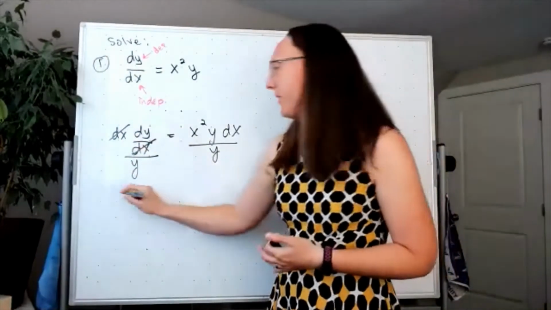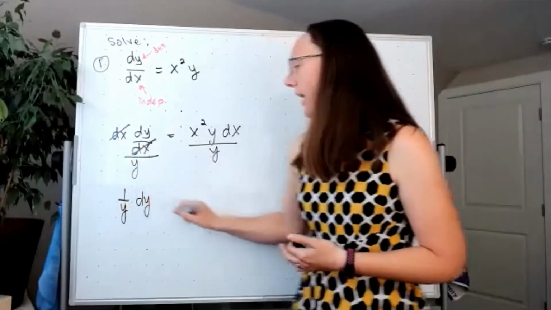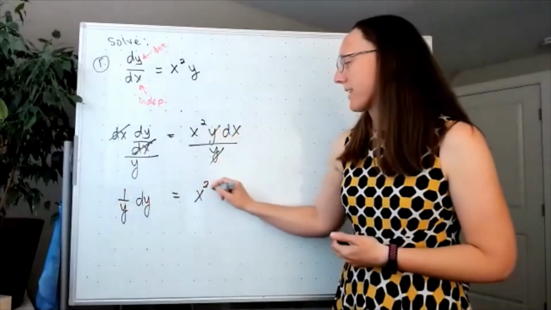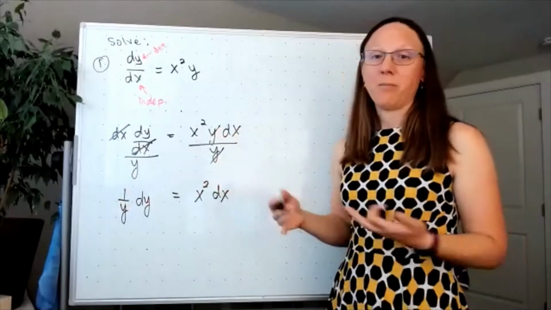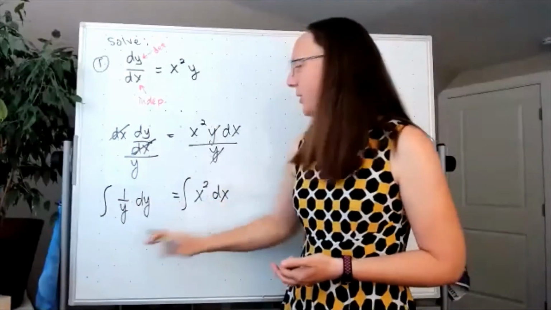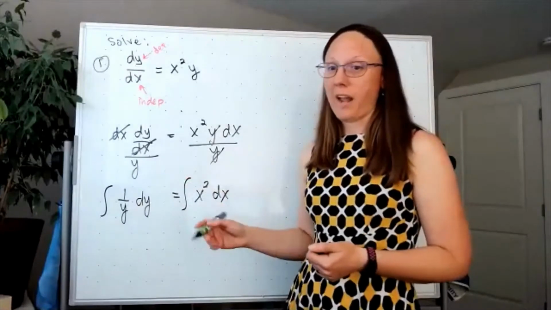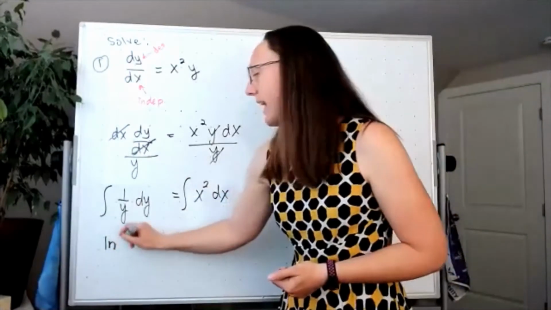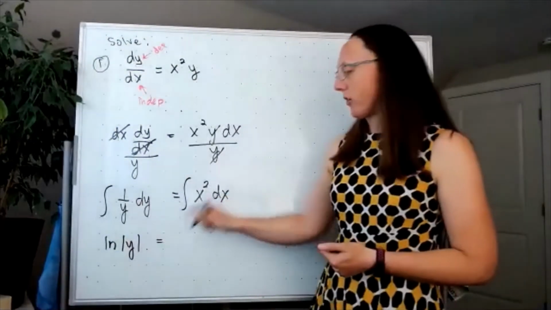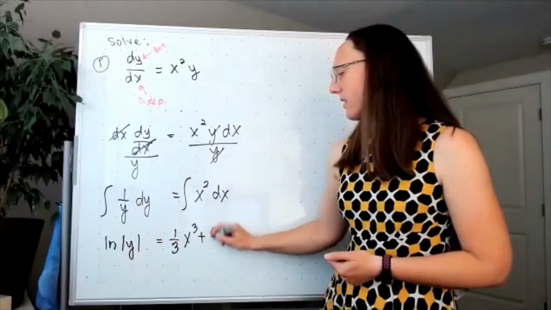So on this side, I've got 1 over y dy. And on this side, because my y is canceled out, I've got x squared dx. Now I'm ready to integrate both sides. Well, when I integrate the left-hand side, the integral of 1 over y dy is going to lead me to natural log of y. And on the right-hand side, when I integrate this, I'll get 1/3 x cubed plus a constant.